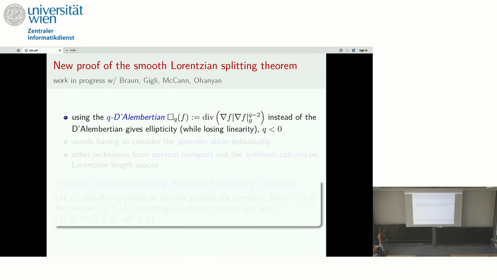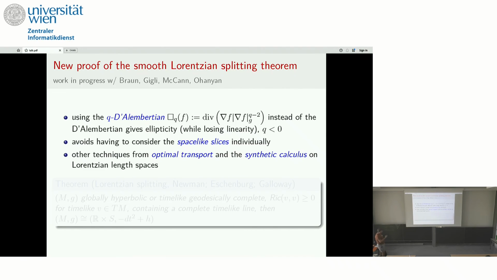And then using that, actually, we can give a new proof of the smooth Lorentzian splitting theorem. Also, Nicola mentioned that, using the d'Alembert version instead of the Dirac version, because this is now an elliptic operator on time functions. And as Nicola mentioned, this avoids having to study all these space-like slices separately, but now you can give a direct proof using the d'Alembertian version. And this came out of this study of this non-smooth synthetic Lorentzian calculus of time functions.